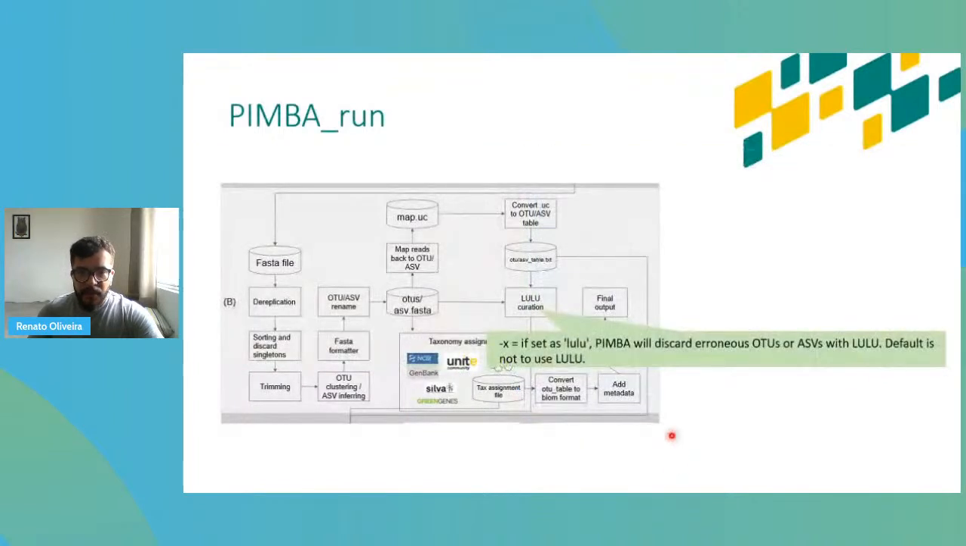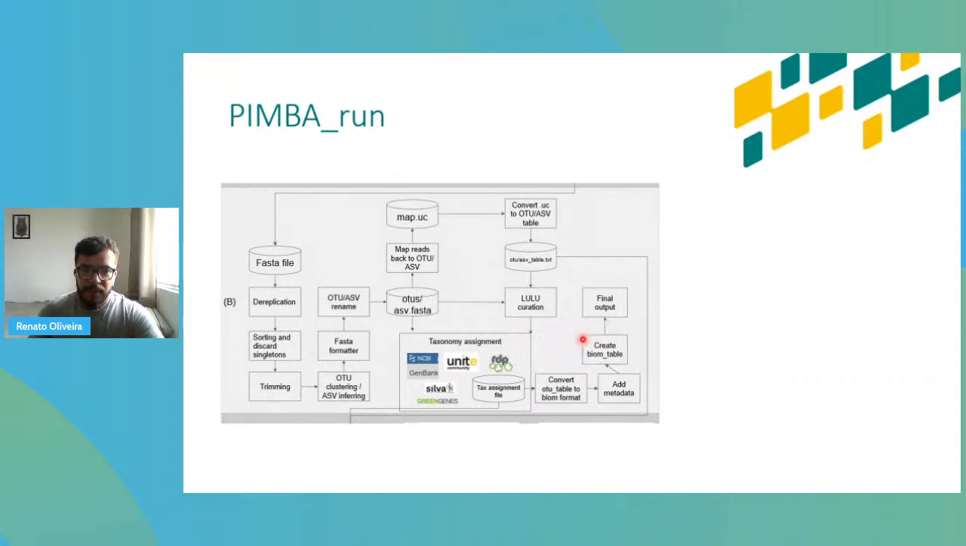And with PIMBA, you can also perform some curation with Lulu, which is a tool that can discard some erroneous OTUs or ASVs. You just need to inform PIMBA whether you want to run Lulu or not. PIMBA will also generate other results, such as the OTU and ASV tables, the taxonomic assignment file, and other files like the BIOM file, for example.